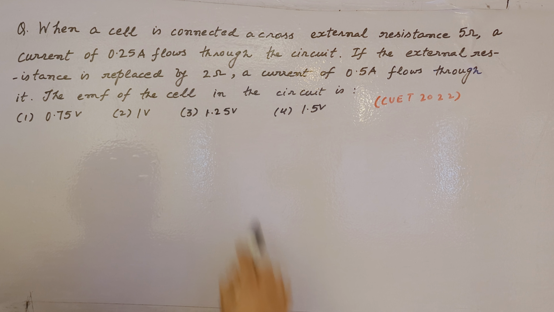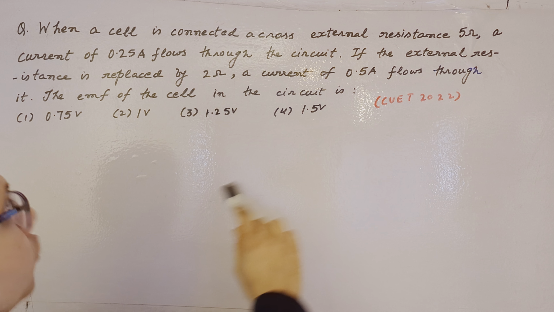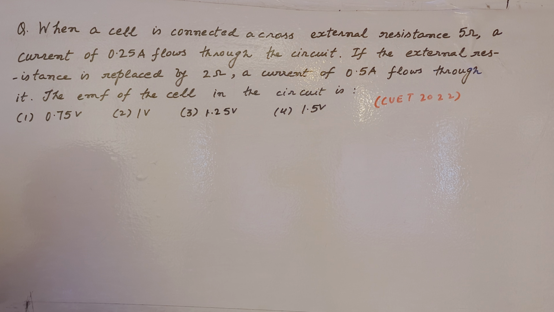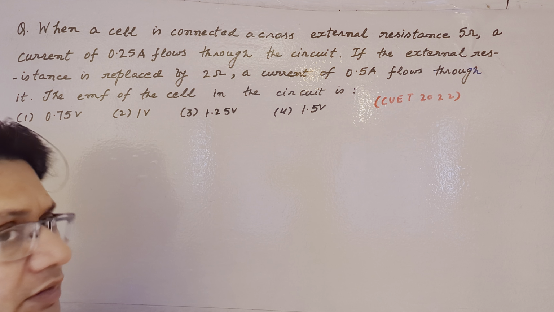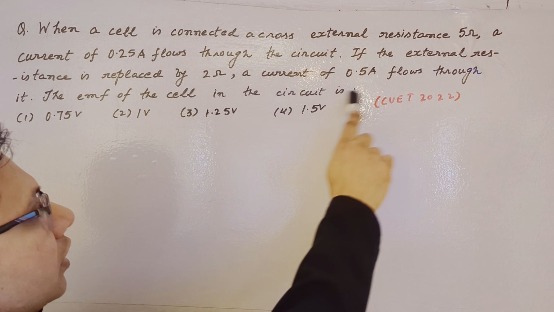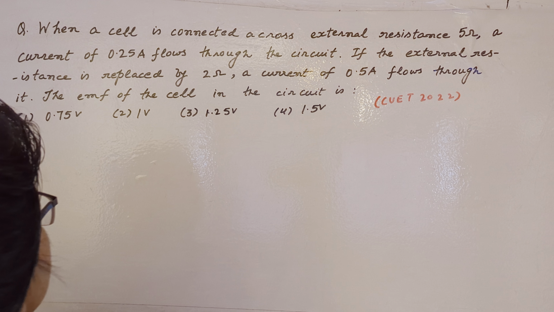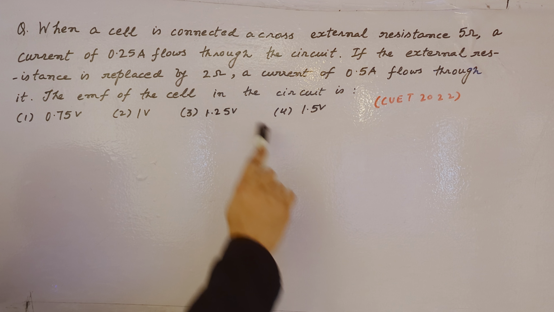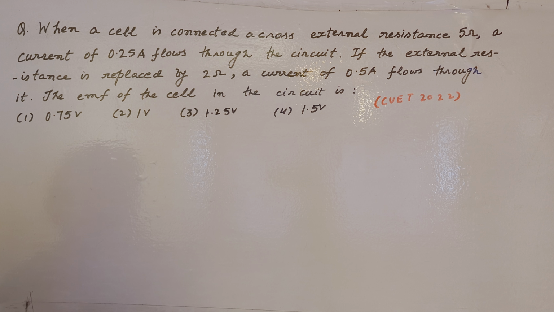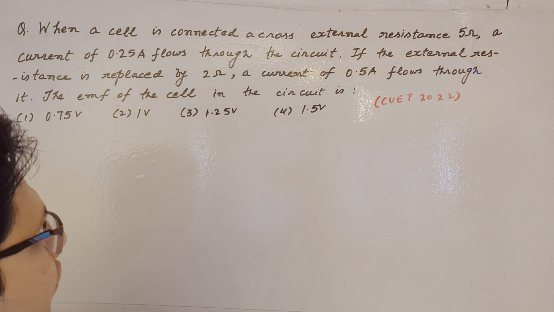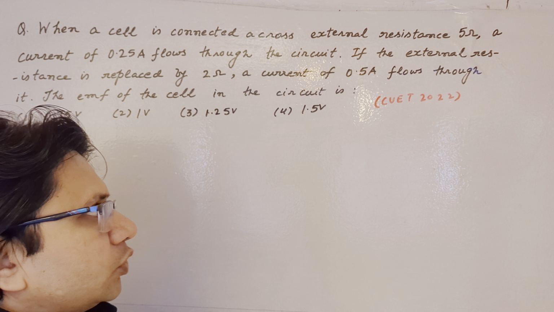When a cell is connected across external resistance 5 ohm, a current of 0.25 ampere flows through the circuit. If the external resistance is replaced by 2 ohms, a current of 0.5 ampere flows through it. The EMF of the cell in the circuit is: option 1, 0.75 volts; option 2, 1 volt; option 3, 1.25 volts; and option 4, 1.5 volts.